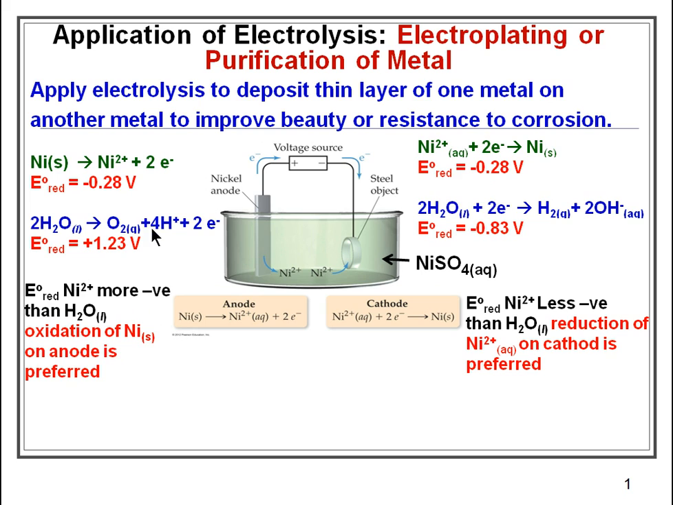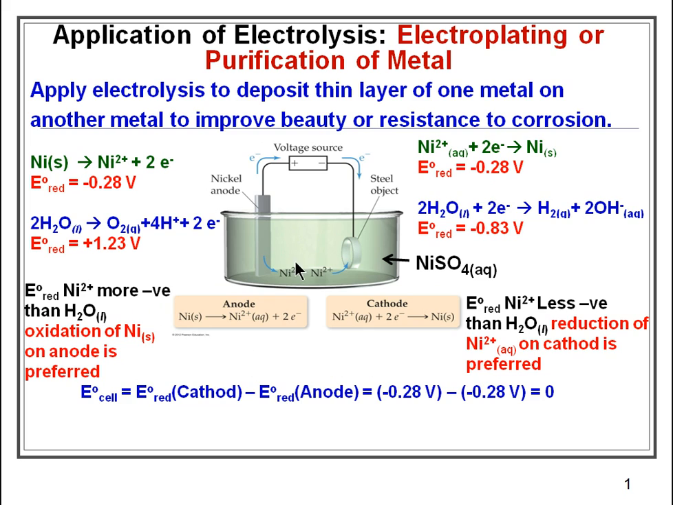So whenever any two reactions compete for reduction or oxidation, you have to find out which one will be preferred based on their standard reduction potentials. So this is one example we can see here.